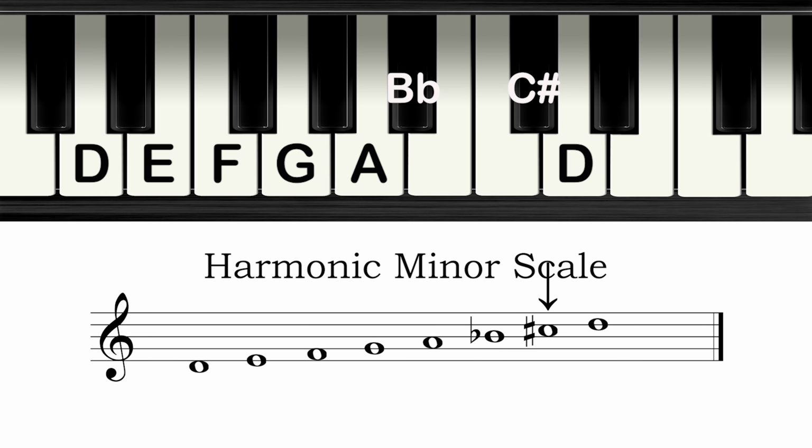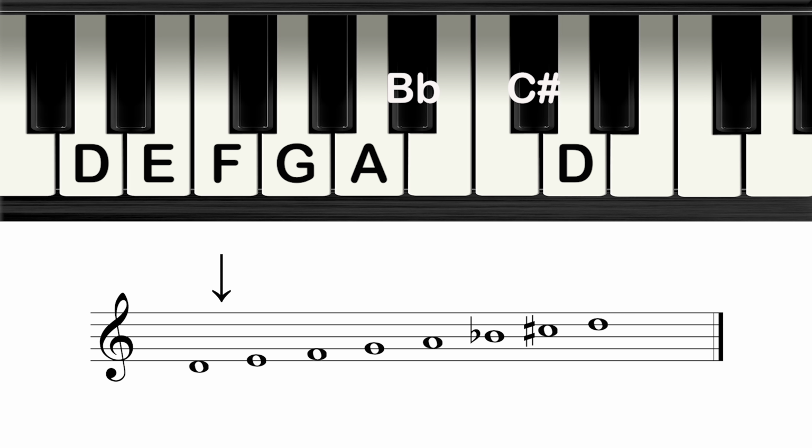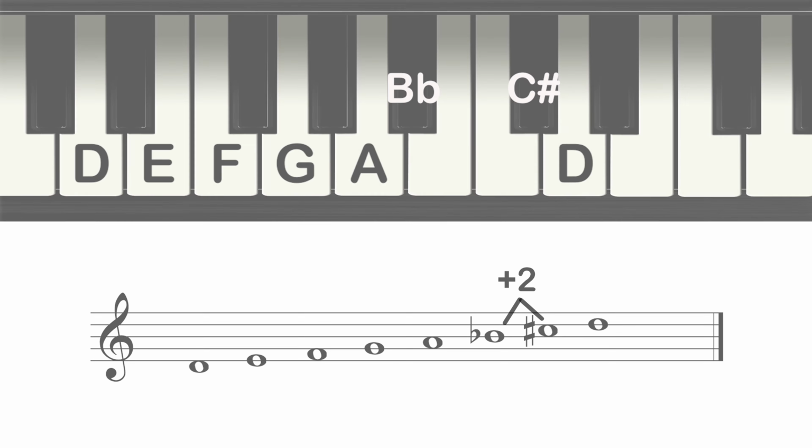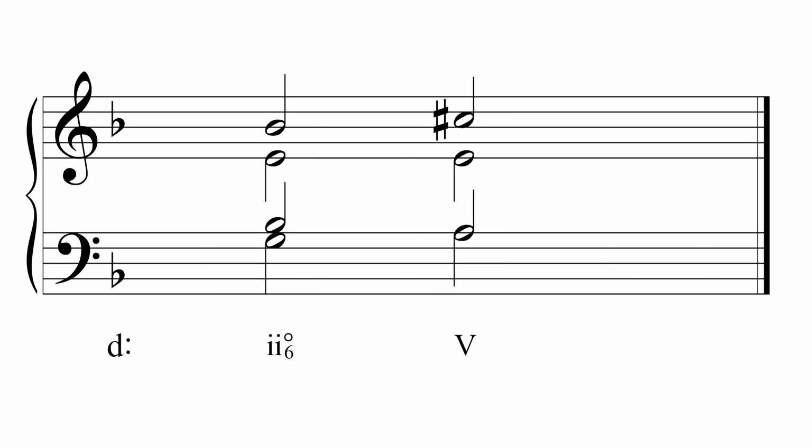Because of this, an augmented second is created between the 6th and 7th degree of the scale. This augmented second creates problems with the chord progressions that use the 6th and 7th degree in harmonic minor. One of the problem progressions is the diminished 2-6-2-5 progression. If you keep the common tone, one of the voices will have an augmented second.